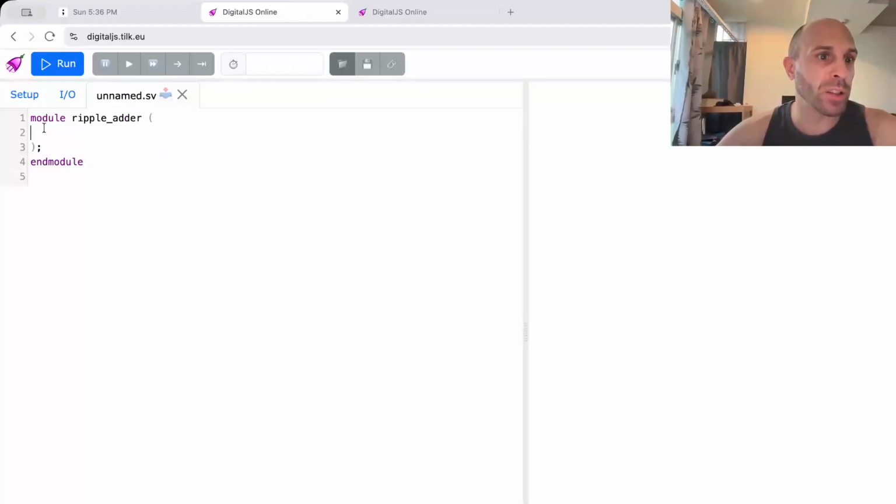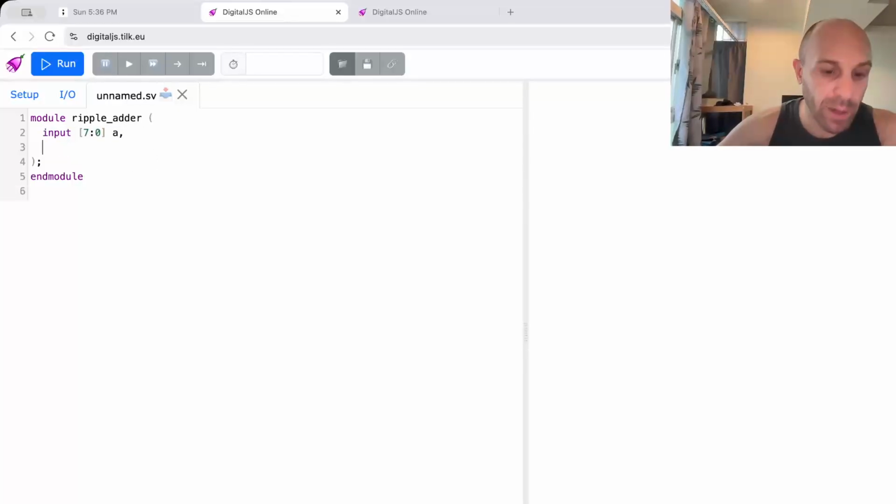Okay, so we have our two inputs. Remember, they're going to be A and B. They're going to be two 8-bit inputs, and we need a carry out. The carry out handles the extra bit if you have too many bits to add. So here's our extra carry out bit and the sum.